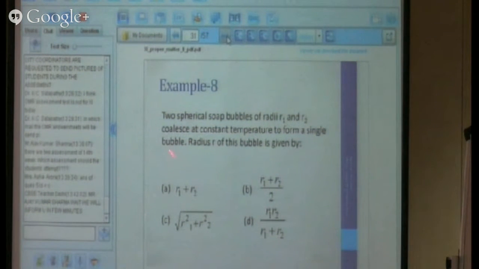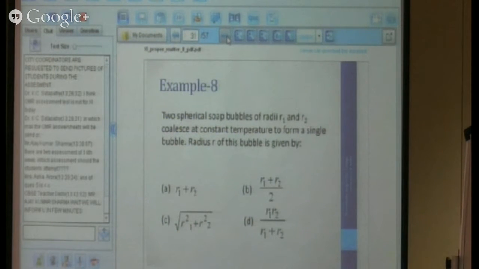The question says two spherical soap bubbles of radius R1 and R2 coalesce at constant temperature to form a single bubble. The radius R of the bubble is given by. That means the bigger bubble is given by. This bubble means the bigger one.